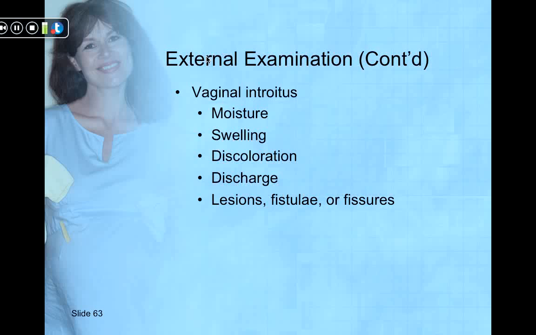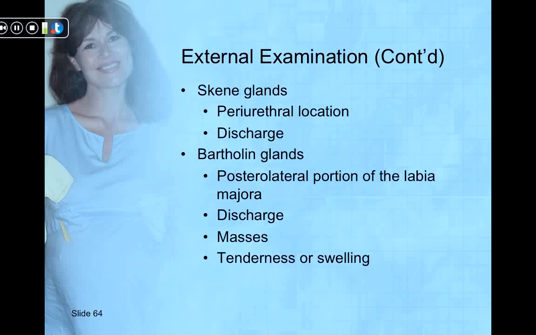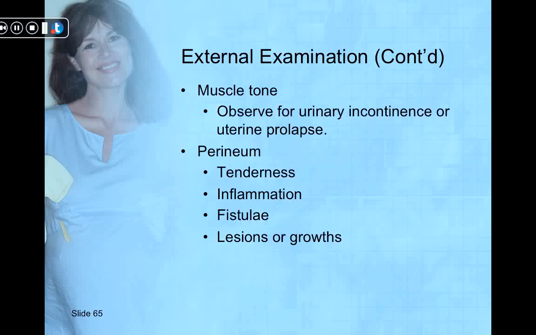Looking at the vaginal introitus, or the opening of the vagina, looking to see that they have adequate moisture, that it's not swollen, any discolorations or discharge, lesions, fistulas, fissures. Looking at the Skene glands, they have the periurethral location, or is there any discharge coming from those? Looking at the Bartholin glands, their posterior lateral portion of the labia majora. Is there discharge? Are there masses? Sometimes they will have a cyst or an abscess in this area. Any tenderness to that area?